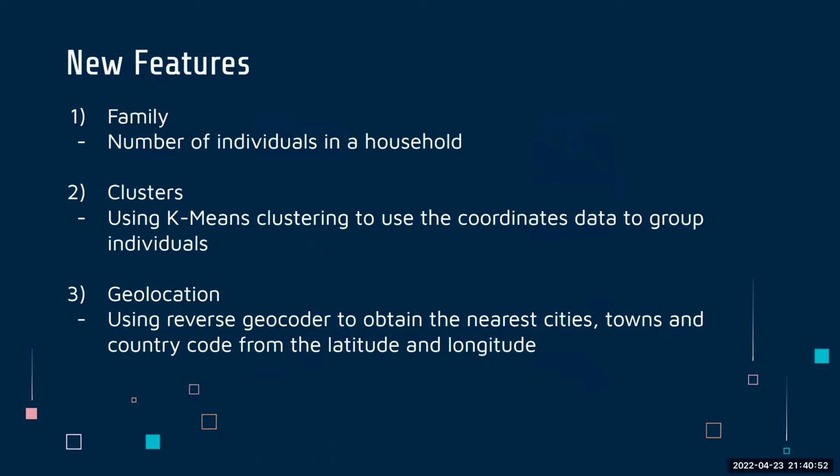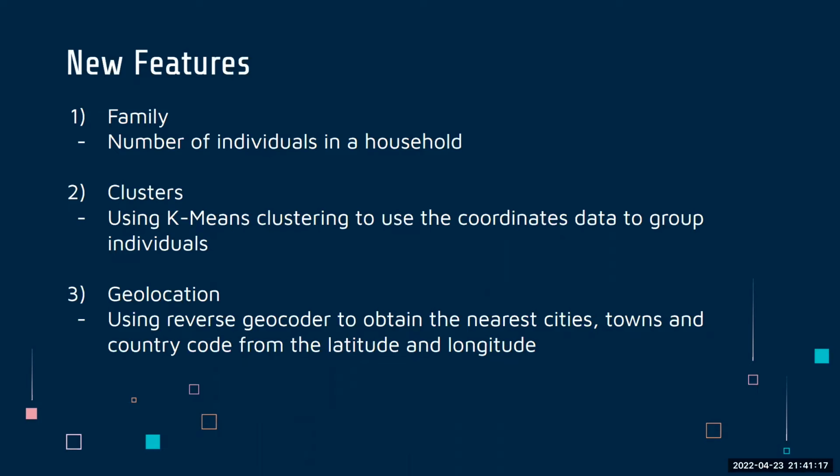New features were generated to complement the pre-existing features in the dataset. Family is a new feature that tells us the number of individuals in a household. This is potentially useful as larger families may be less well off due to more expenditure required to support members in the family. Two other features, clusters and geolocation, are generated from the latitude and longitude data. This is because individuals who live in the same area may have similar financial outlooks.